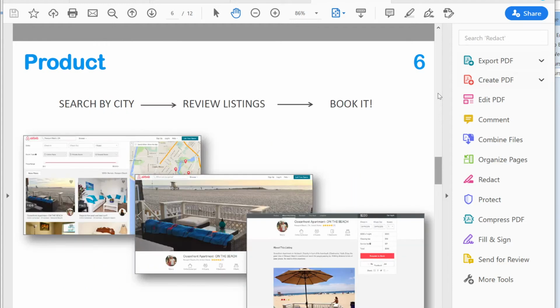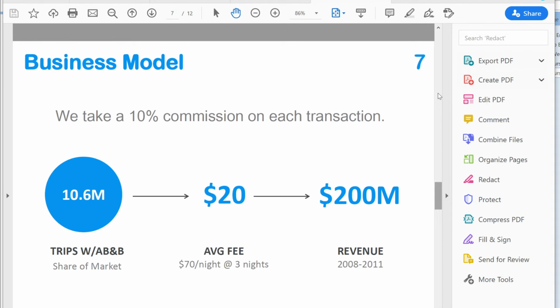So then they go by product, Airbnb. You can search by city, review the listings, and book it. You guys all know this, so we don't have to cover it too much. This is how they make money. They do put out their business model: 10 million trips with Airbnb. They charge a $20 average fee at 3 nights on average, and that will lead to a revenue of $200 million in 3 years. That looks really good.